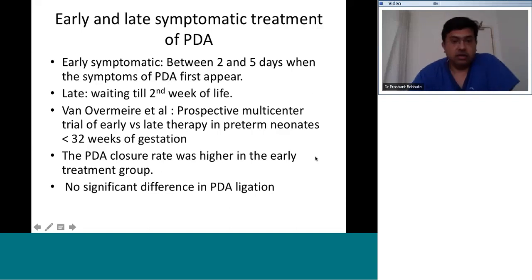Conducted a prospective multi-center trial of early versus late therapy in preterm neonates less than 32 weeks of gestation. The PDA closure rate was higher in the early treatment group. However, there was no difference in the PDA ligation. So even though the PDA closure rate was higher in the early treatment group, the number of patients requiring PDA ligation was almost the same in both the groups.